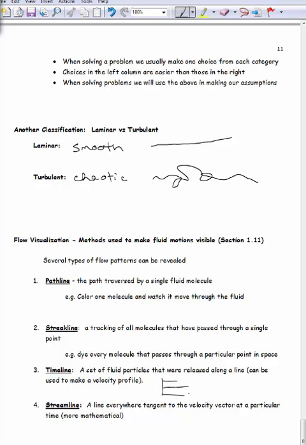A streamline, that's one that's more mathematical. So basically, that is a line that's tangent to the velocity vector at every time. Okay, so you say, oh, it's mathematical, so what good is it? Well, that's what you're going to get when you do computational fluid mechanics, which is basically when you let the computer solve your fluids problem for you. And we will do that in the lab as well.